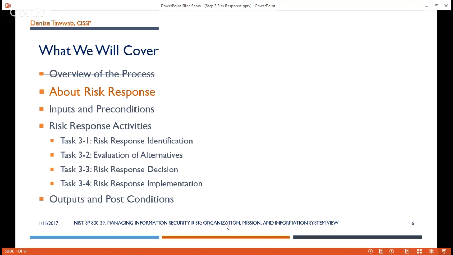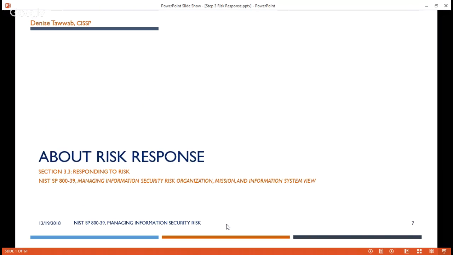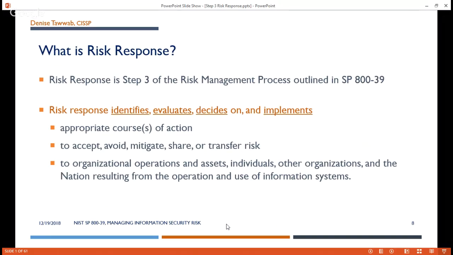Okay, about risk response. What is risk response? Risk response is step 3 of the risk management process outlined in this special publication 839. Risk response identifies, evaluates, decides on, and implements appropriate courses of action to avoid, to mitigate, to share, or to transfer risk to your business resulting from the operation and the use of information systems.